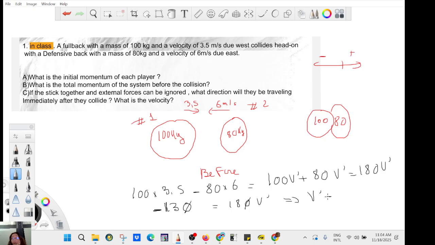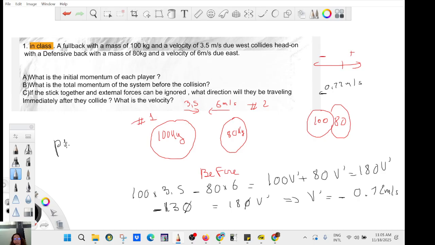So V prime equals minus. Do you agree? Yes. So it's moving to the left because this one is winning, right? So 0.72. And I didn't answer the question, right?